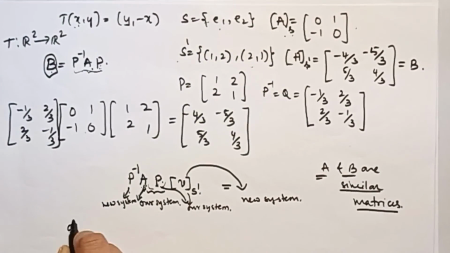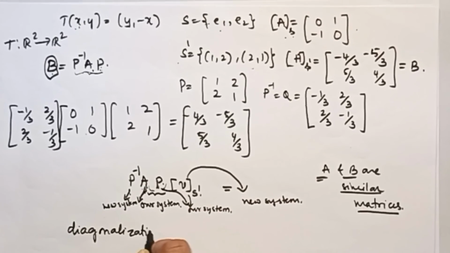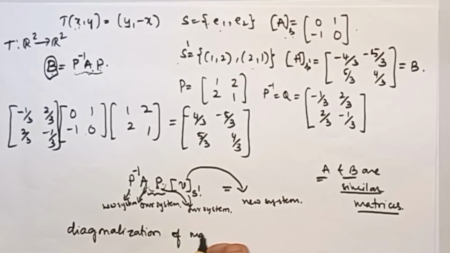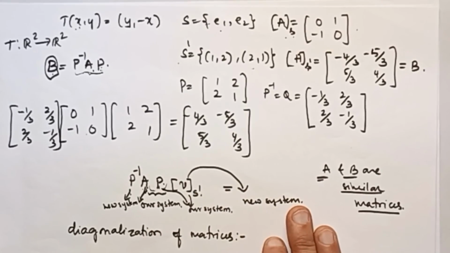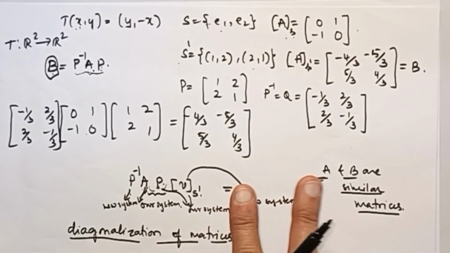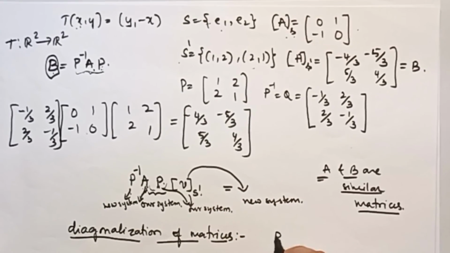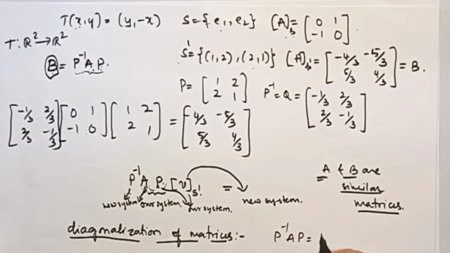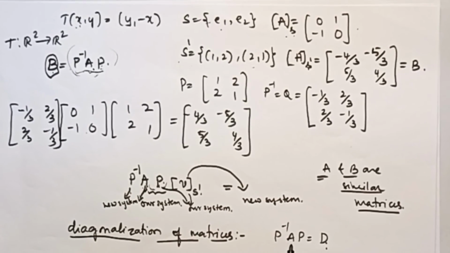Similarly, you can have the concept of diagonalization of matrices. You know that some matrices are diagonalizable and some are not. Diagonalization of matrices is nothing but, usually we write like this: P inverse A P equal to a diagonal matrix. If this expression holds, then we say that the matrix A is diagonalizable.